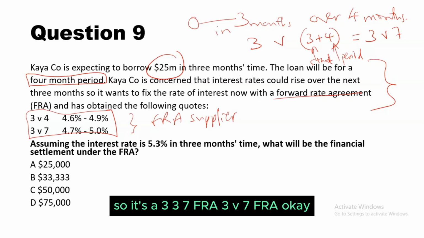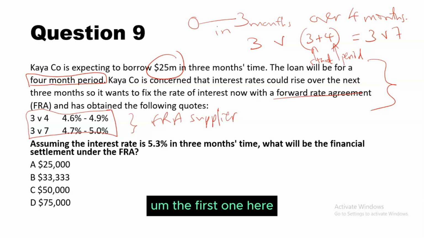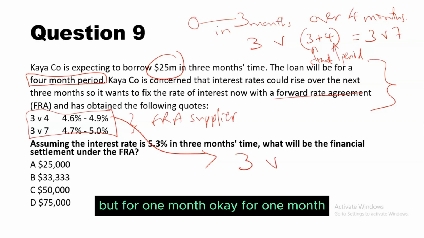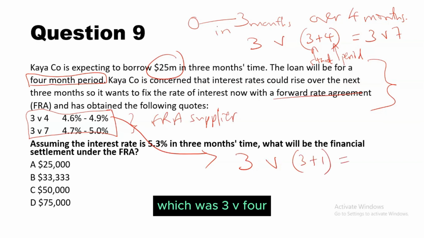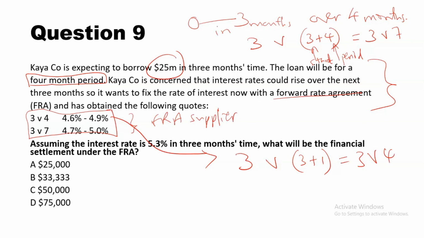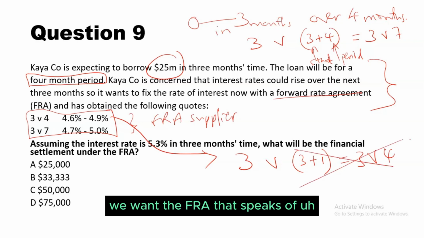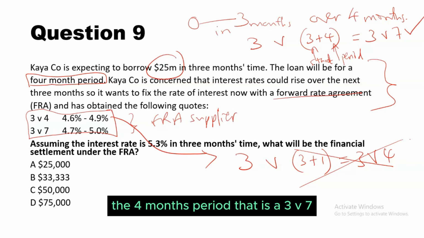3v7 FRA. Okay. The first one here was implying that it is a FRA taken in 3 months, but for 1 month, which was 3v4. Okay, so this is not the FRA we need. We want the FRA that speaks of the 4 month period. That is a 3v7. Are we together, ladies and gentlemen?